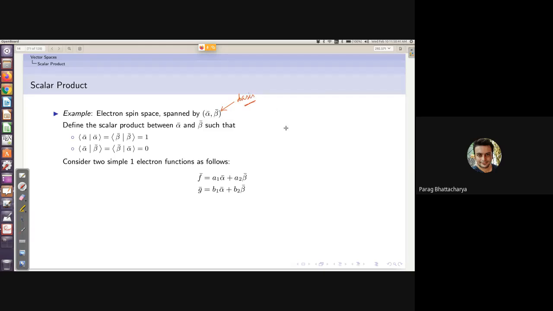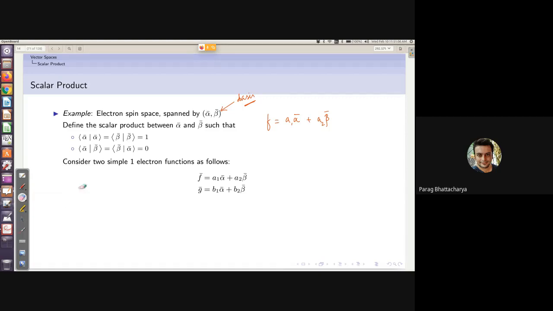Okay, this is the basis. So in general, I could define the spin in this way. I could define the spin as the first function alpha, to which I multiply some constant a1, and the second function is beta in this basis, to which I multiply some other constant, which is a2. So I could always do that.